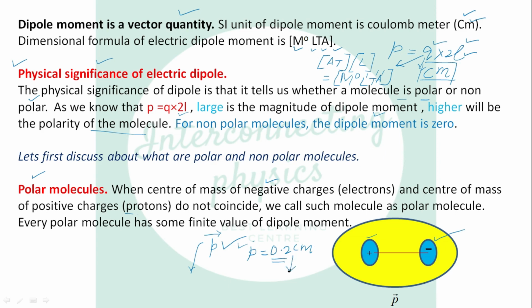We can say it is a polar molecule, because here there is a center of positive charge and a center of negative charge. We can't see protons or electrons, but we can see the value. If we are given some finite value of dipole moment, we can answer that such a type of molecule is a polar molecule.